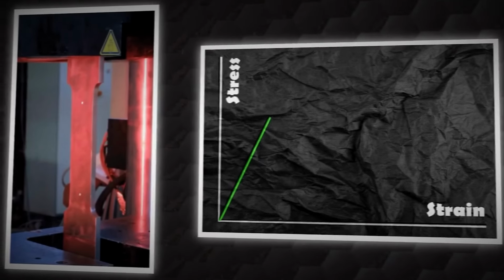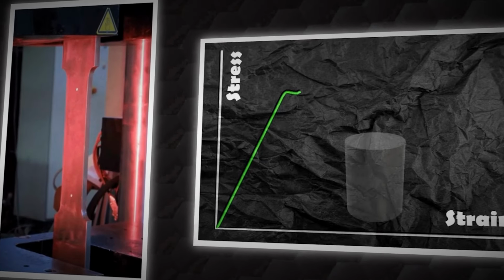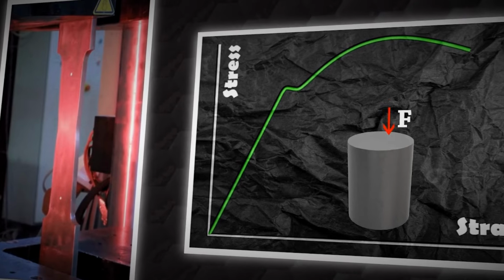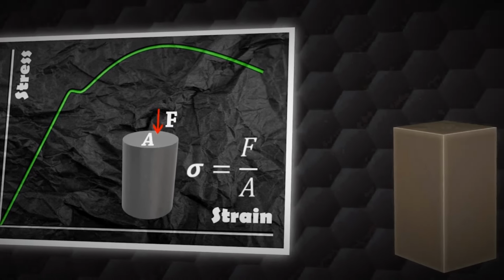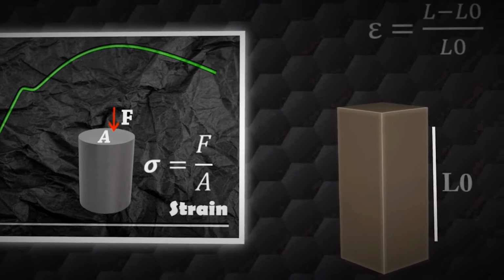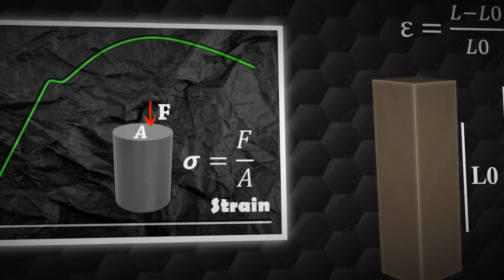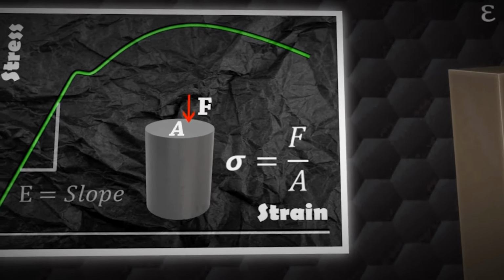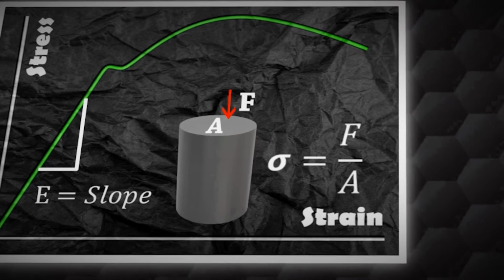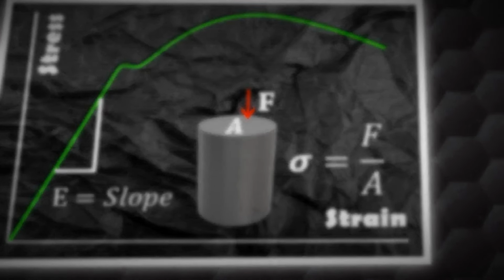A stress-strain curve plots the stress applied to a material against the resulting strain. Stress is the force applied per unit area, while strain is the change in length divided by the original length. By analyzing these curves, we can gain valuable insights into a material's properties, such as its strength, ductility, and elasticity.